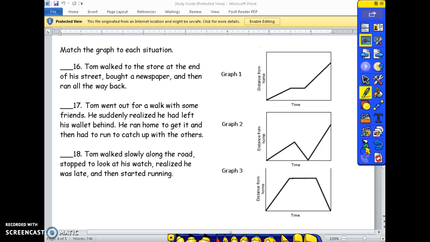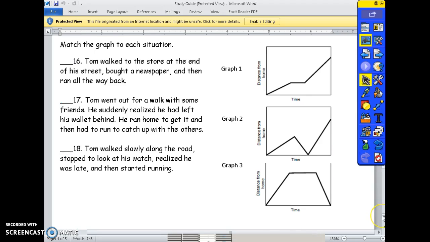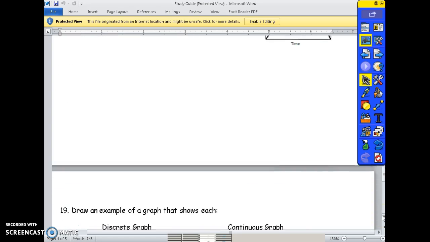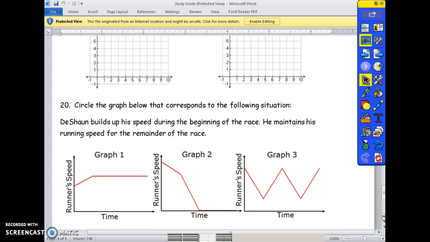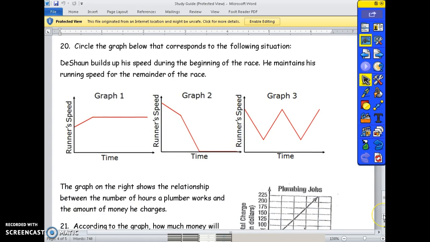Number 19, we have discrete and continuous. This is another preview, so we will talk about that when we get to Unit 6. Go on to number 20. Circle the graph below that corresponds to the following situation. Deshaun builds up his speed in the beginning of the race and then maintains his speed for the remainder of the race. That is graph 1.